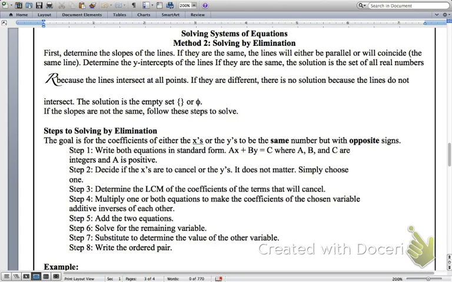Determine the least common multiple of the coefficients of the terms that will cancel. You'll multiply one or both equations to make the coefficients of the chosen variable additive inverses of each other. That means the same number, one's positive, one's negative. Add the two equations and solve for that variable. Then take that solution for your variable and plug it back in to find out what the second variable will equal, and write the ordered pair.